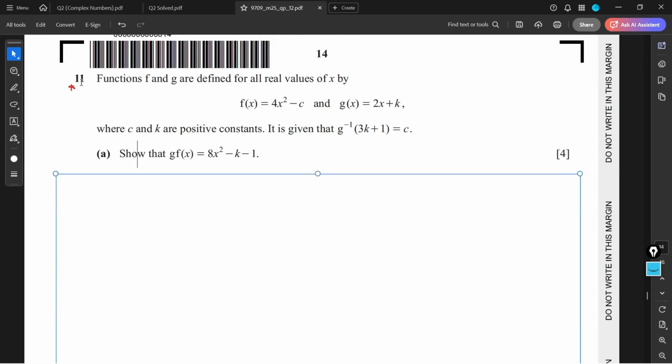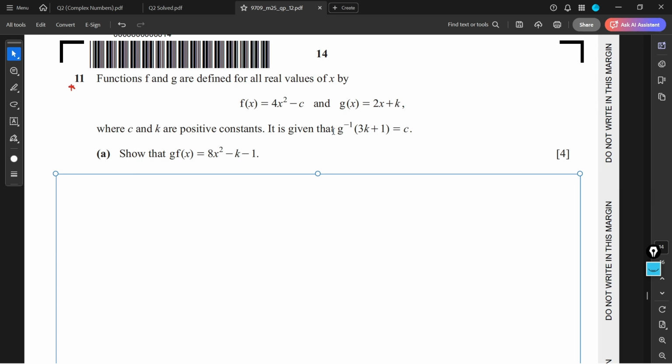And here comes our final question for this paper, which is also highlighted by a single star, which means that even though this was a difficult question, it was not as difficult or problematic as compared to question number 5. So let's look into this one. We have two different functions f and g, which are defined for all real values of x, where f of x is equal to this in terms of c, and g of x is equal to this in terms of k, where both c and k are given to be positive constants.